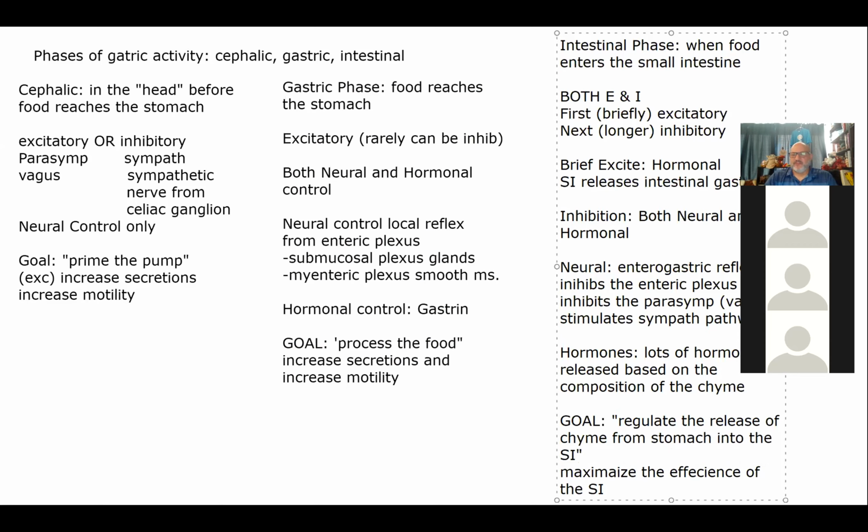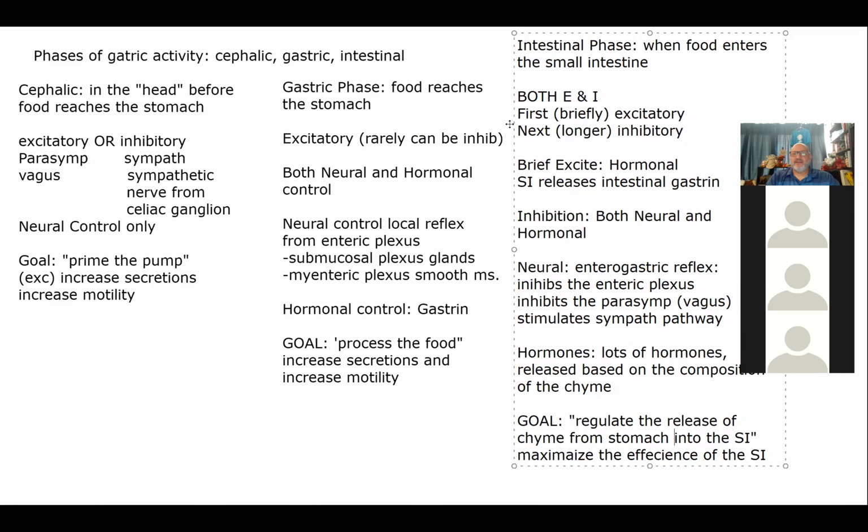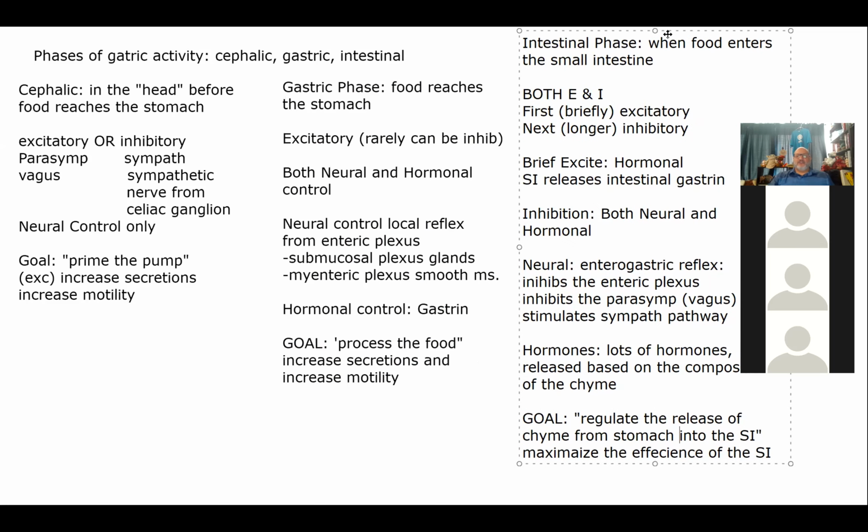Right, and let's make sure we emphasize from the stomach, because after all, that's the point of this. The point of this is we are controlling the stomach. That's what all three of these things are about. Three different phases for controlling the stomach and what the stomach does.